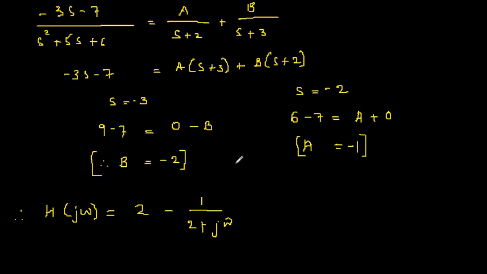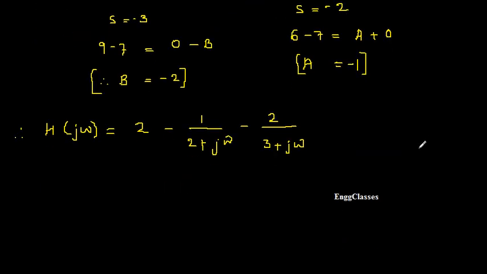Then b, what is b? b is equal to minus 2, I will put minus 2 divided by 3 plus s, and in place of s I would put j omega. So now it has been reduced to the standard form where I can take the inverse Fourier transform very easily, and I would call this the frequency response. This is our first answer. I would call this the frequency response in a very standard reduced form.